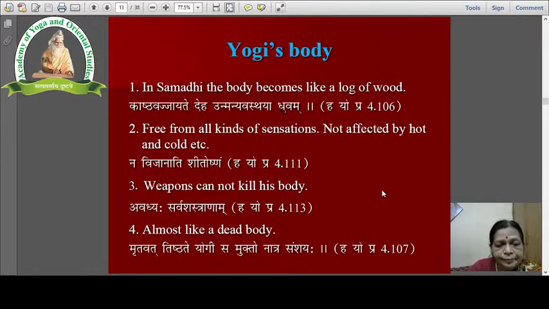It has no sensation. Now, second point, it is free from all kinds of sensations, as I told. Not affected by heat or cold. Na jānāti sītoṣṇam. Nothing hot or nothing cold is going to give him any sensation to his body. Number 3, weapons. No weapon can kill his body. Avadhya sarvashastranam. And the body is almost like a dead body. Mrutavat tishthate yogi, samukto natra samshaya. Mrutavat tishthate yogi, the yogi remains as if dead. His body is like a dead body. No sensation.